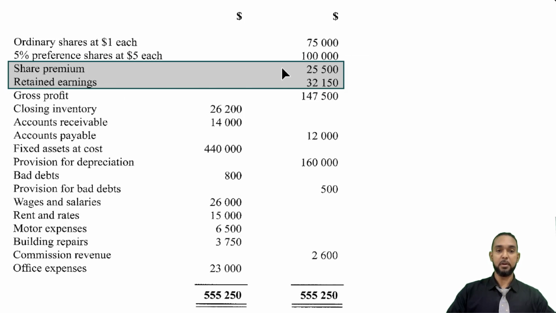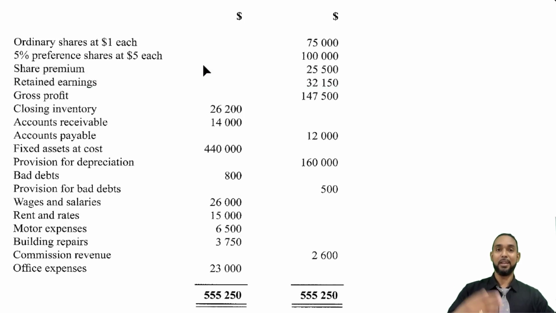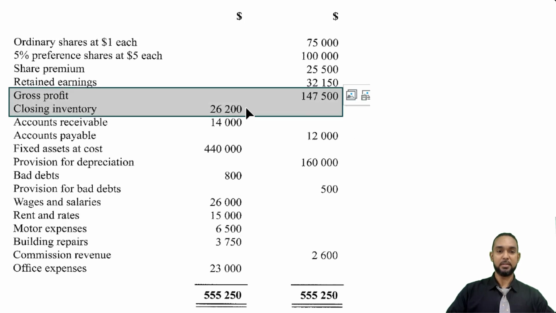We have share premium and retained earnings. So remember, share premium is the extra money collected above the par value of the shares when you issue the shares. Retained earnings, so that's the extra profit left over after all appropriations. Now, we have a couple of interesting items here. We have gross profit and closing inventory.